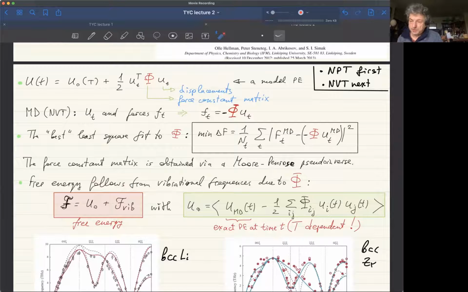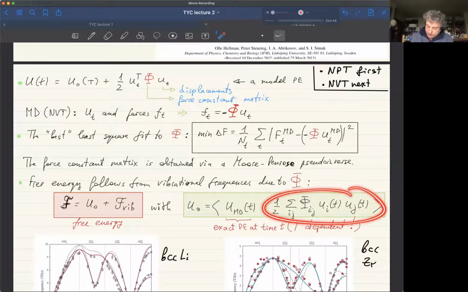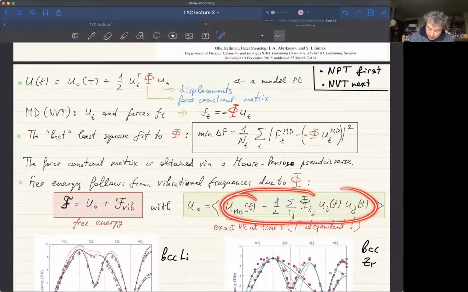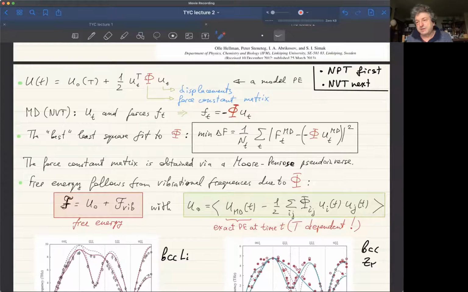How can we determine this U naught? We know what the potential energy of our system is at every time step. The DFT code does give us this energy. But that energy contains that elastic contribution as well. So if we subtract this elastic contribution, since for each time step we know precisely what the displacements are, and the updated matrix phi, from this U, we will get this U naught. And if we sample this over the whole molecular dynamics run, we will get this U naught for the given structure.